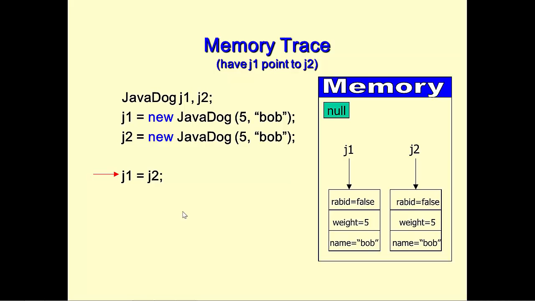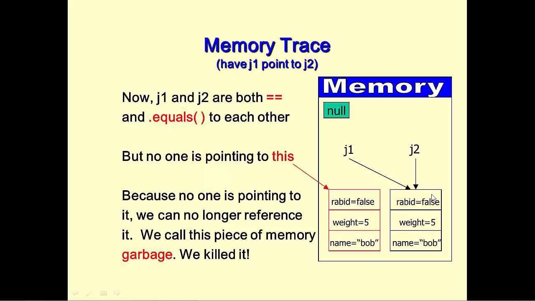If I have J1 point to J2, you can see I can do that right here. J1 gets J2. I would have something that looks like this in memory, so that J1 and J2 are now referring to the exact same chunk of memory. And when I do this, now J1 and J2 are both double equals and dot equals to each other. However, notice that nobody's pointing to this chunk of memory right here. So the question is, what happens to it?